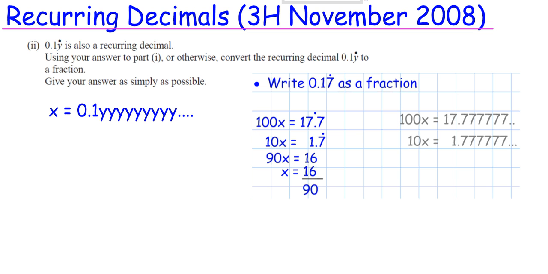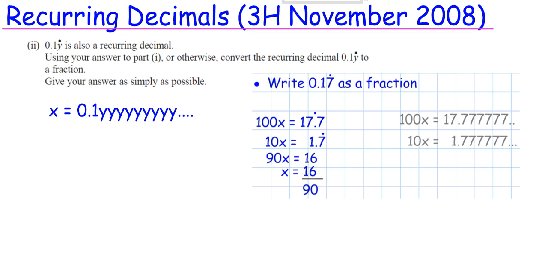Let's have a look at an example with numbers in. So we'll keep with the 7. So we had to write 0.17 recurring as a fraction. Again, we'd multiply by 100 and we multiply by 10. That in this example would give us 17.7 recurring and 1.7 recurring for 100x and 10x. We then take one from the other to give us 90x equals 16. So although all the 7s would cancel out, that would give me 17 take away 1, which is 16.